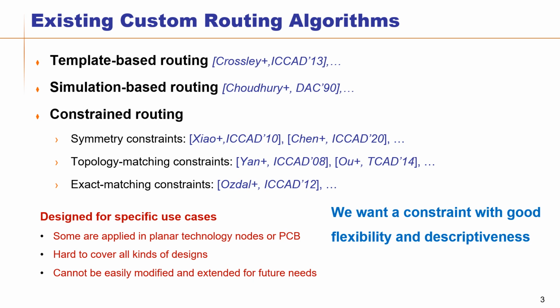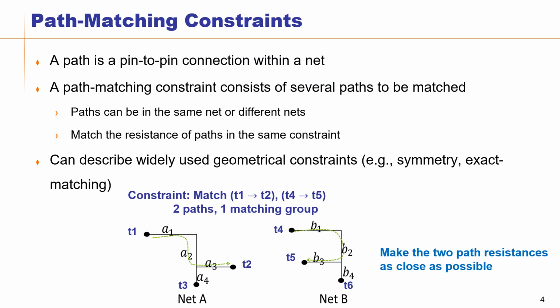However, these algorithms are usually designed for specific use cases. And therefore, we want a constraint formulation with better flexibility and descriptiveness to cover many real-world needs. We propose an approach to solve the path matching constraint that can cover real-world custom routing needs. First, a path is defined as a pin-to-pin connection within a net, and a path matching constraint specifies a group of paths that need to be matched. Note that path matching constraints are able to describe many widely used geometrical constraints. For example, symmetry constraints can also be described by extending the path matching constraint with additional requirements like segment count and segment locations.